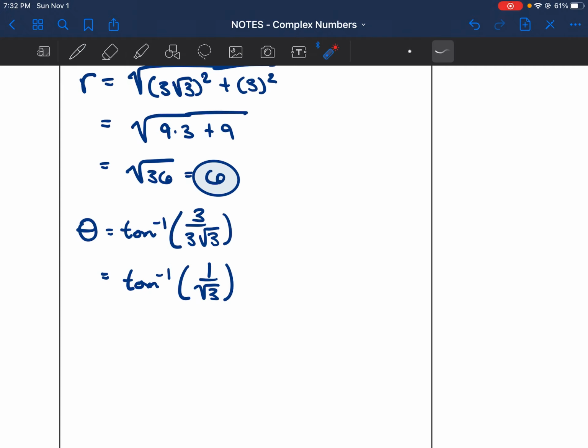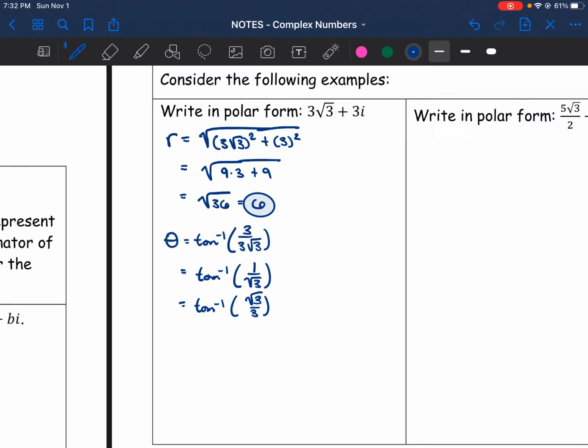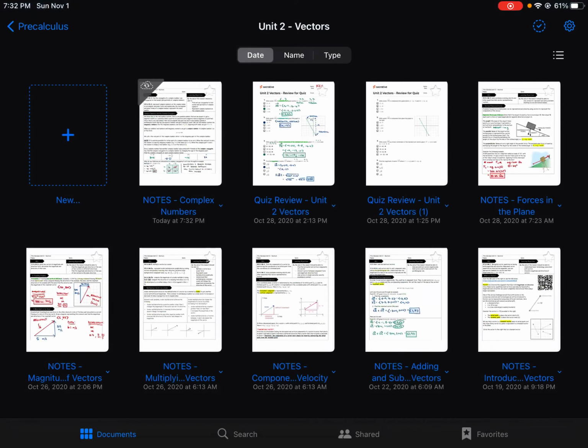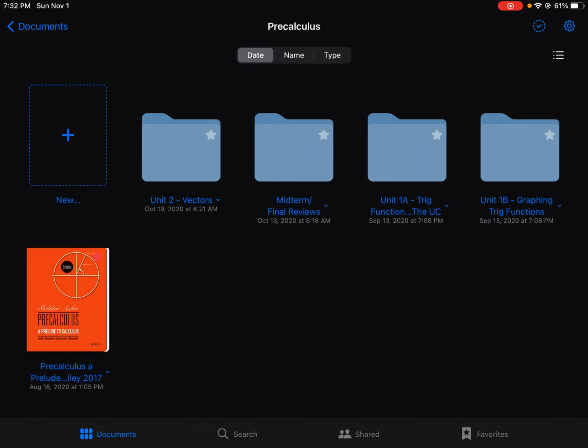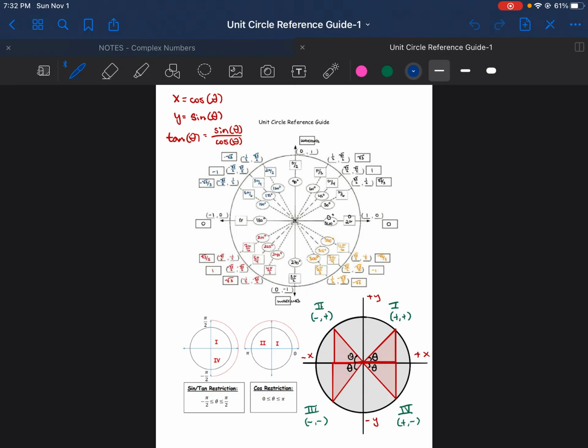We know that we don't like square roots in the denominator. Let's multiply top and bottom by square root of 3. And this is going to give us the inverse tangent of root 3 over 3. Now, let's go ahead and take out our unit circle. Give me just a moment to grab that. 1A, unit circle reference guide.